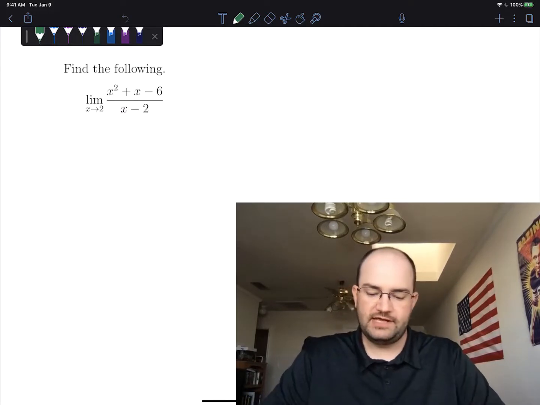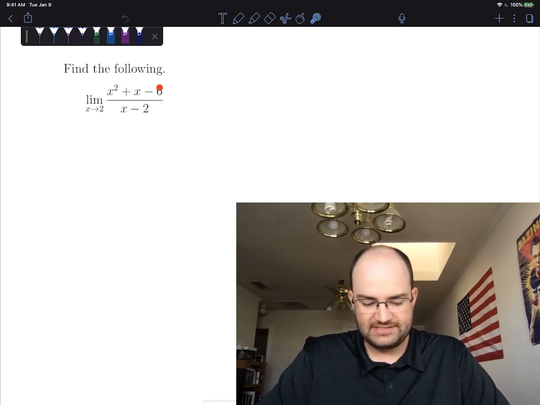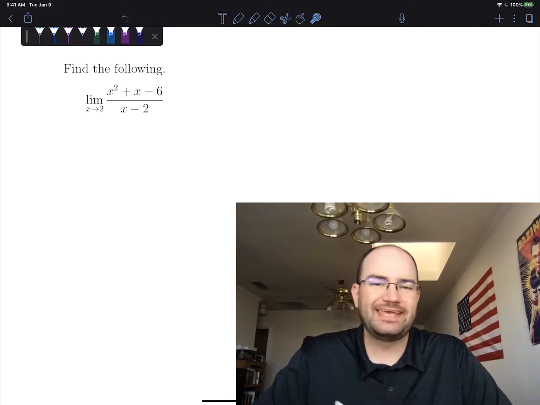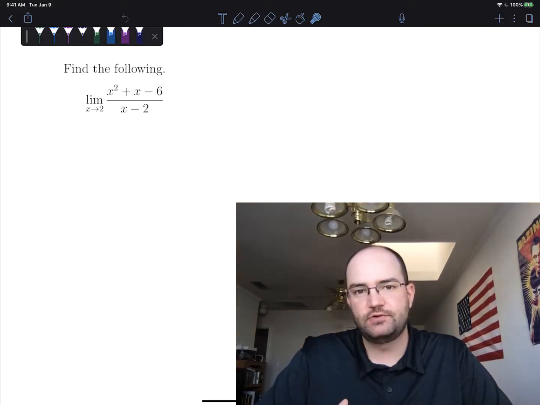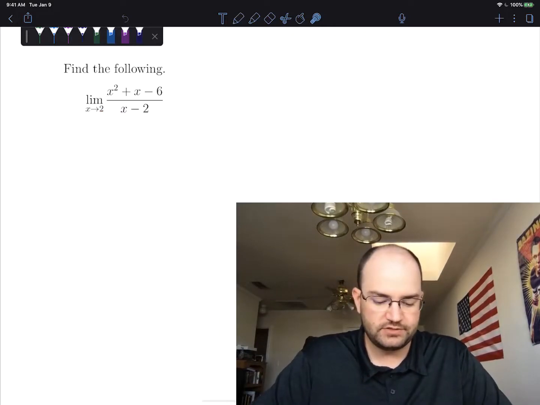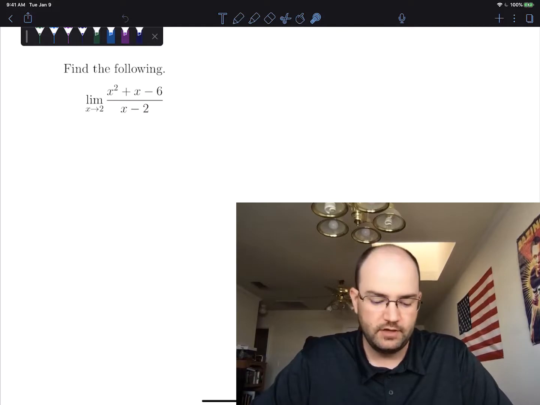We want to find the limit as x approaches 2 of x squared plus x minus 6 all over x minus 2. Well, here's the thing. I already immediately know I can't just plug in this x to see what's happening here. The reason I know that is that I look at the denominator, plug in 2 minus 2, we have 0. We can never have 0 in the denominator.